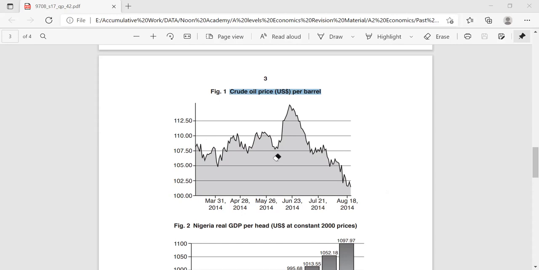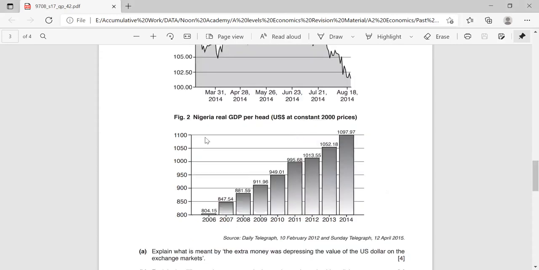The second graph is showing us how the real GDP per head of the country changed. We know what GDP per head means: when we divide real GDP by population, that gives you real GDP per head. So Nigeria's real GDP per head is in US dollars at constant 2000 prices. Are you getting what this means? Constant 2000 prices means that they are considering the base year to be 2000.